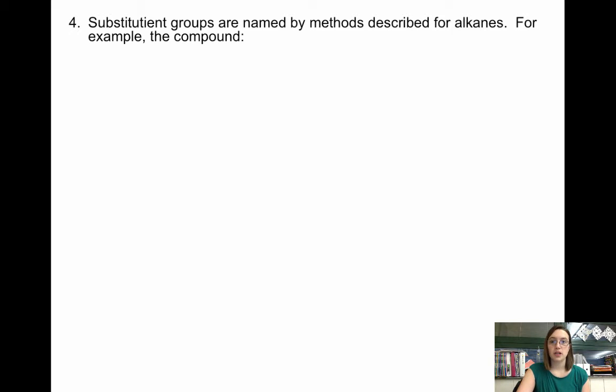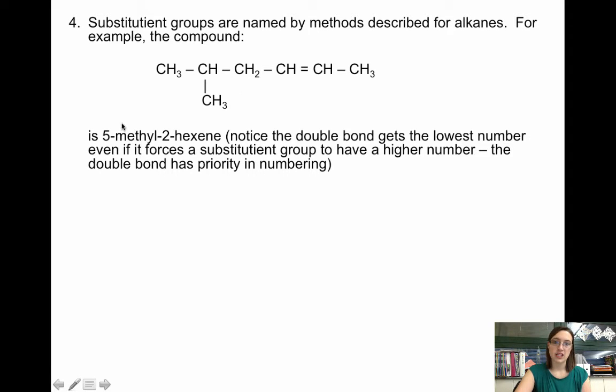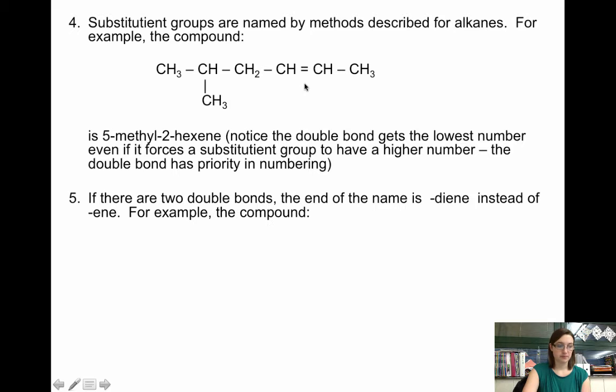Then substituent groups are going to be named just like we named alkanes. For example, if we have this compound, find your longest chain, 1, 2, 3, 4, 5, 6, or 1, 2, 3, 4, 5, 6. Either way, our longest chain containing the double bond is 6 carbons. That tells us it's going to be a hexene. When you name this, it's actually going to be 5-methyl-2-hexene. Notice the double bond gets the lowest number. Even if the substituent has a higher number, the double bond always gets priority.